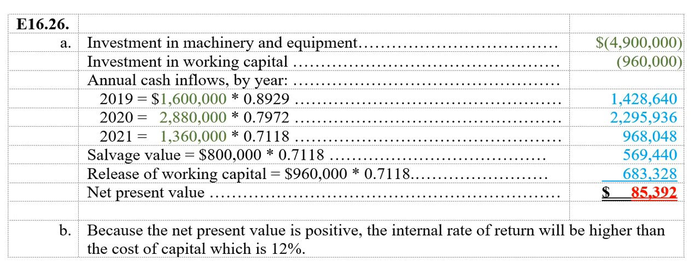This is another one of those calculate the net present value and compare to internal rate of return. In this particular problem, we're actually having two different investment amounts. We have an investment in the machinery and equipment initially, and you'll see those numbers here are given to us of 4,900,000, and then an investment of working capital of 960,000.